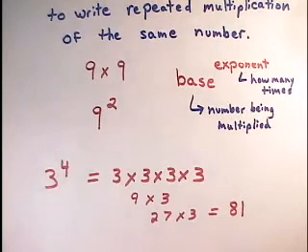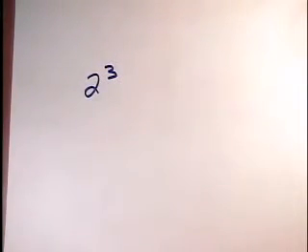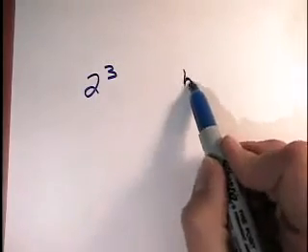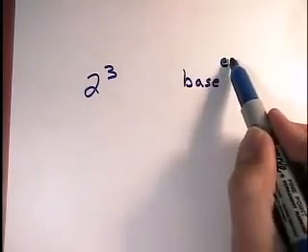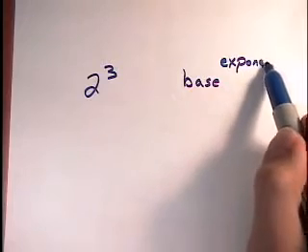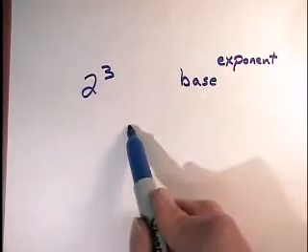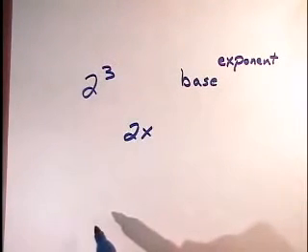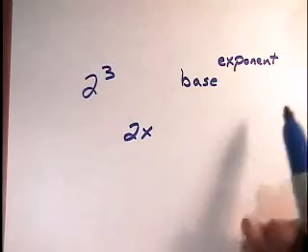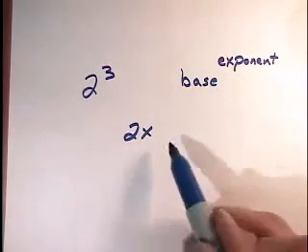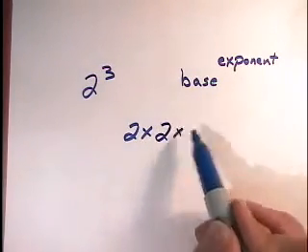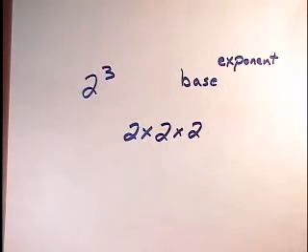Let's take a second to look at common mistakes made with exponents. If you have a problem like 2 to the 3rd power, and you keep in mind the base on bottom and the exponent on top, the base is the 2. That tells me the number that's being multiplied. I just have to figure out how many 2's to write. So I look up at the exponent, and I see that that number is a 3. So I need to write down 3 of those 2's.